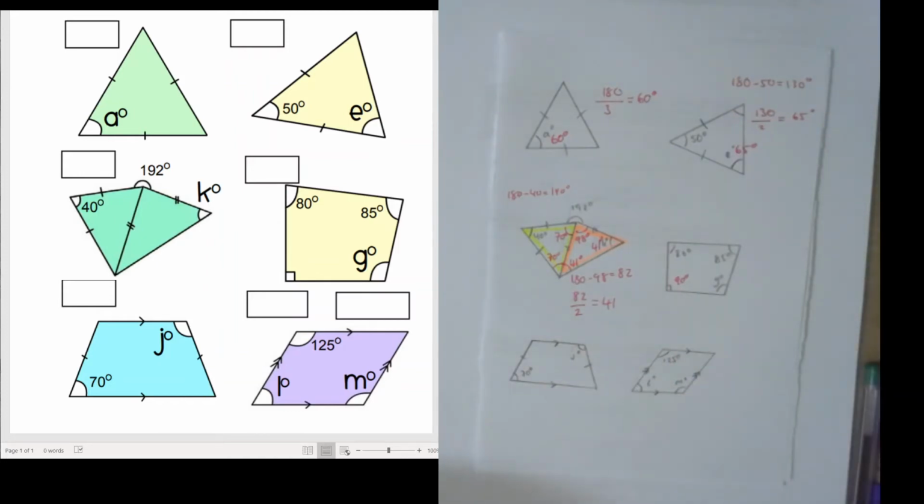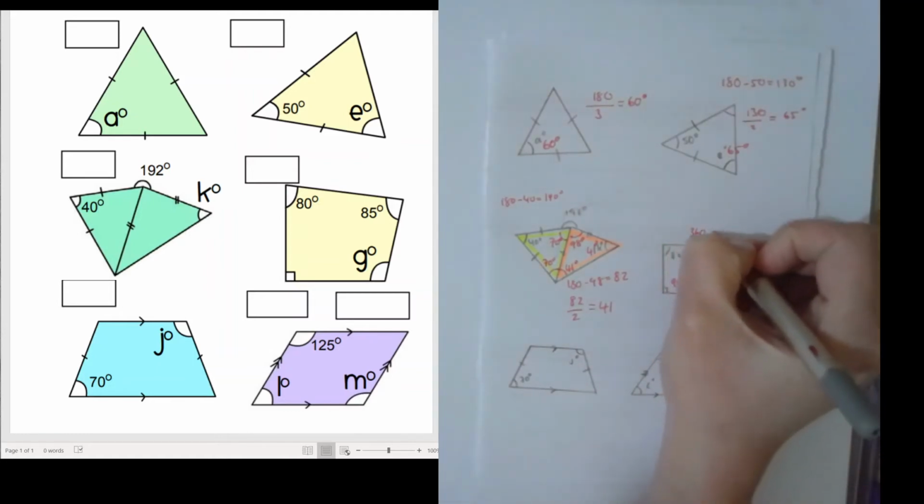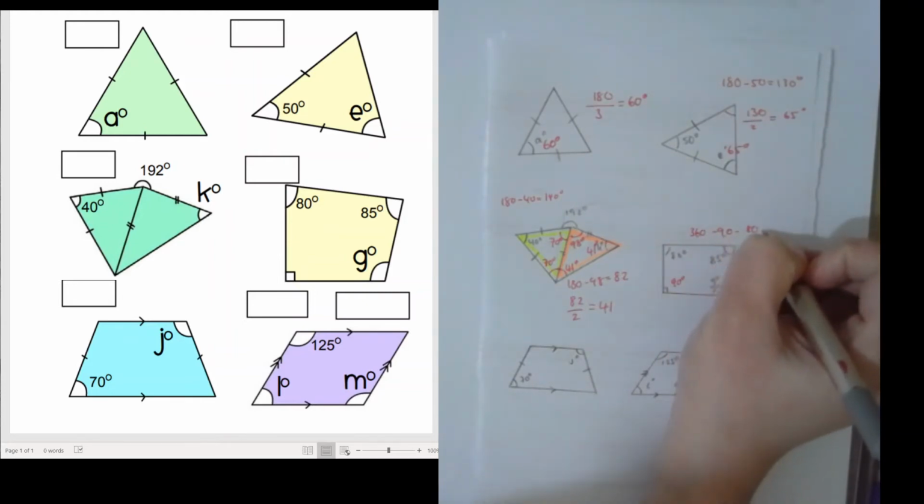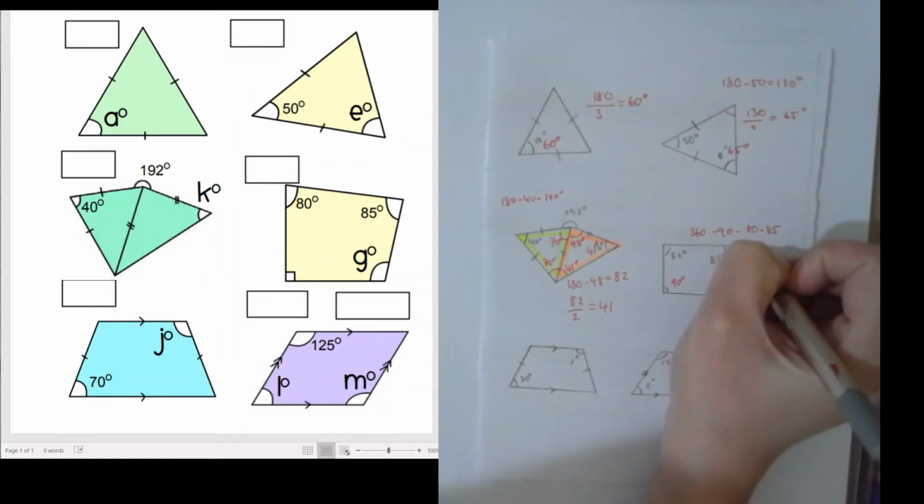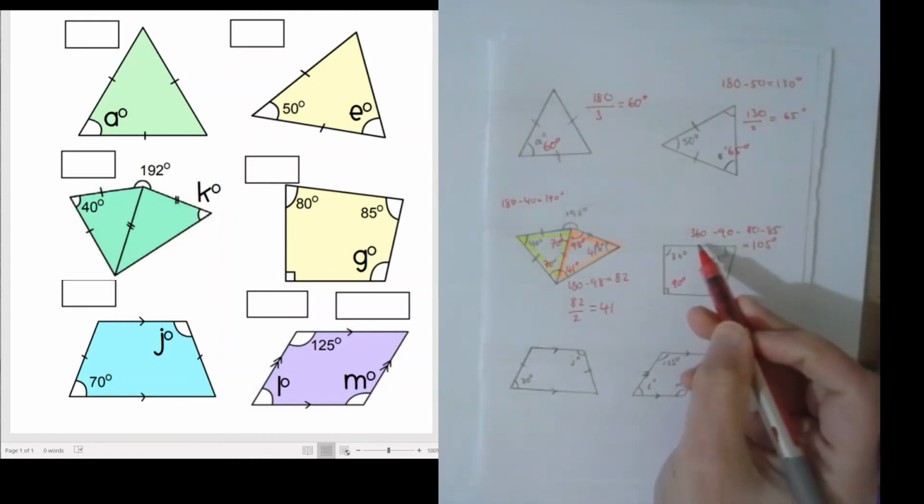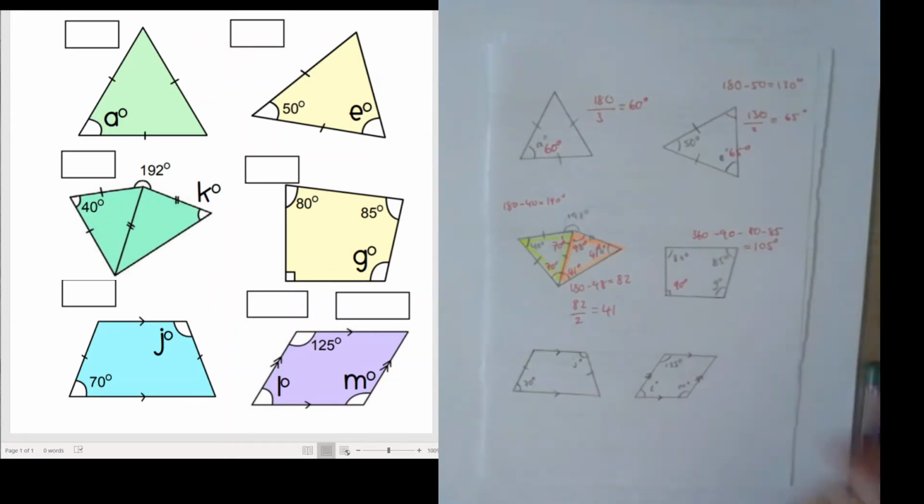Okay, so now I've got them. I would just do 360, take away the 90, take away the 80, take away that 85. I am left with 105. I am going to make sure I write down everything that I pop into my calculator. That way, if anyone ever says, what did you do? I'll say, well, I did 360, take away 90, take away 80, take away 85. Okay, nice and easy.